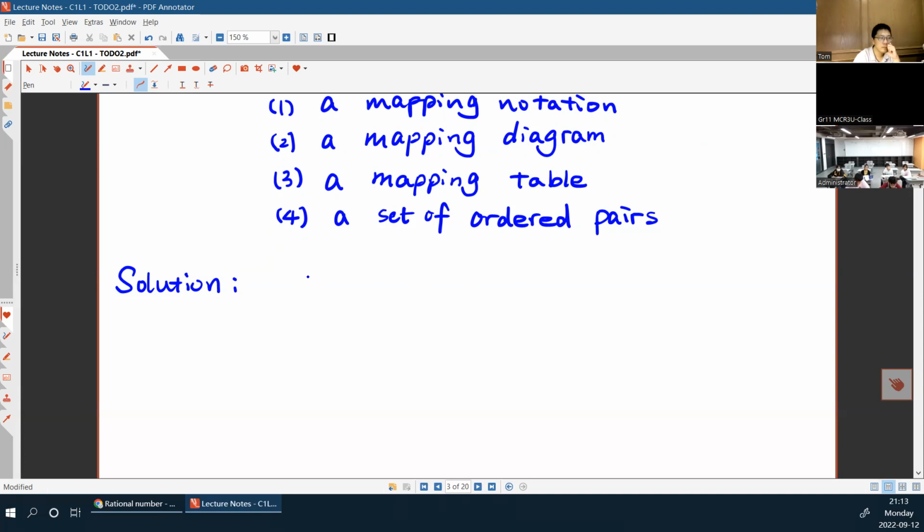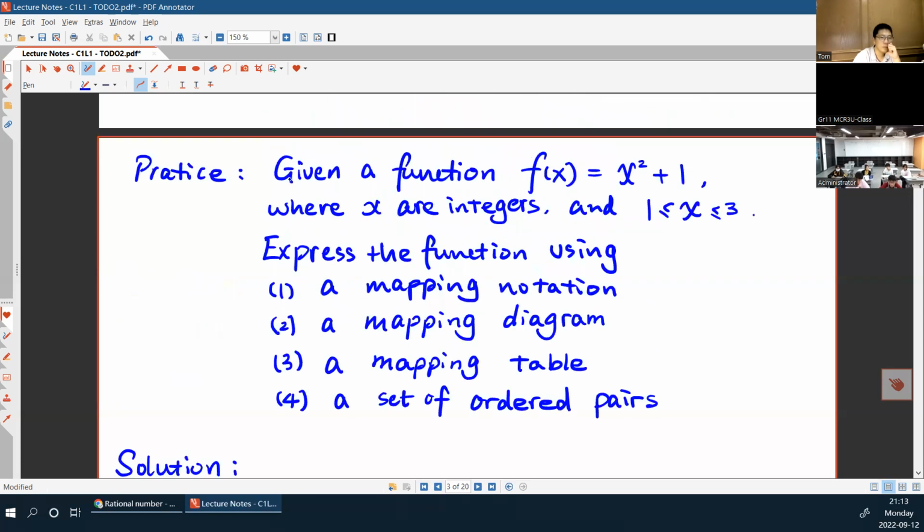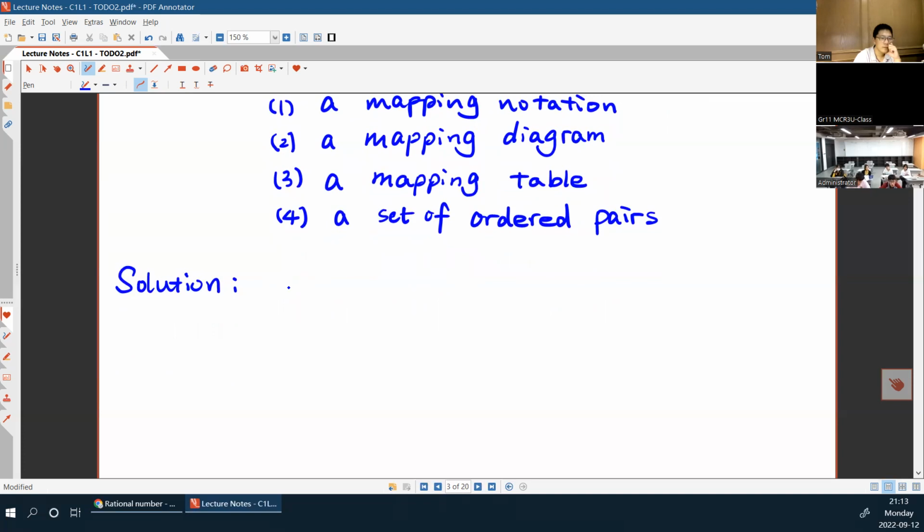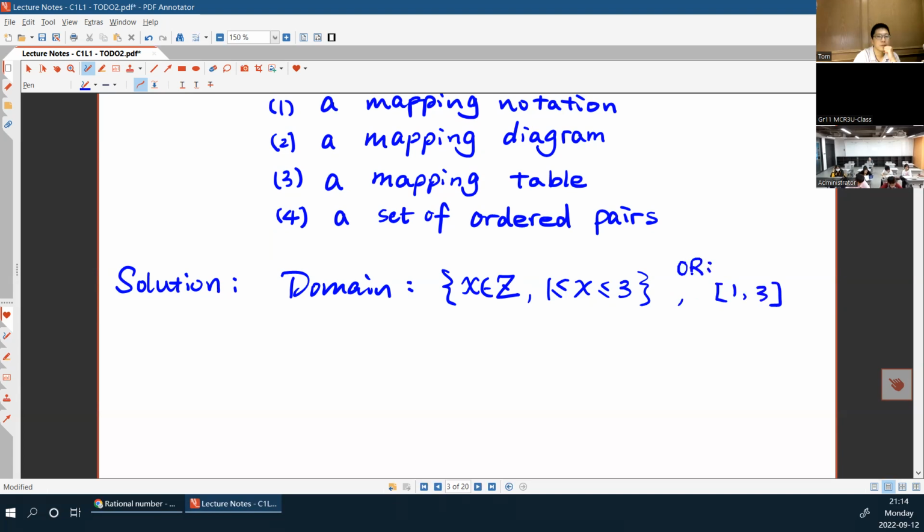Domain equals x belongs to. Sorry, excuse me. The question does not ask you to find the domain. Okay, you can continue. Sorry about that. You can continue. Okay, you want to find the domain first? It's okay. Domain is a set. Domain is x belongs to, this is the domain, right? x is an integer and x is between 1 and 3, inclusive. Or simply 1, 2, 3 inclusive. This is the domain.